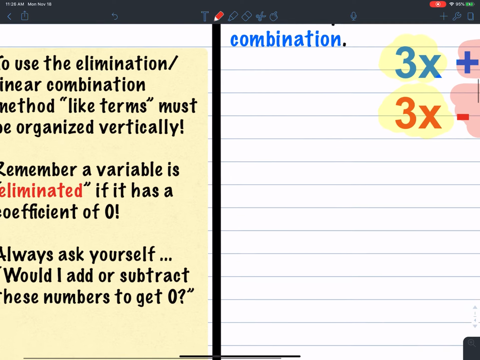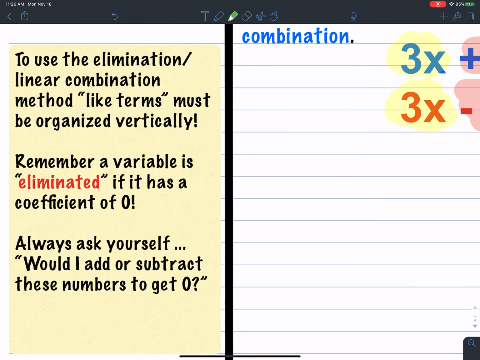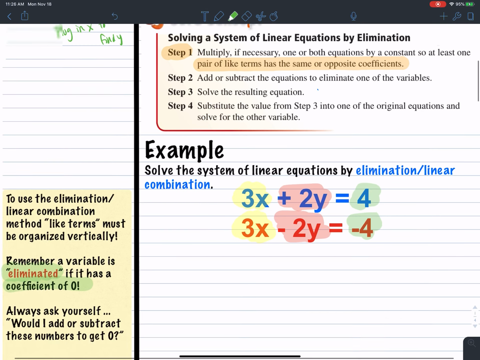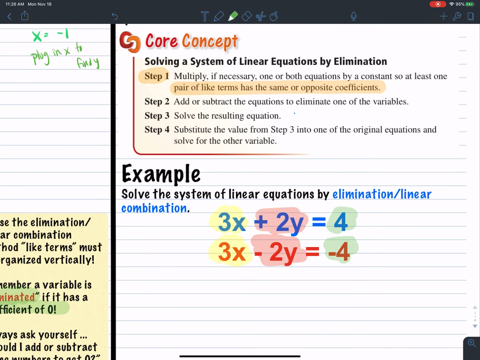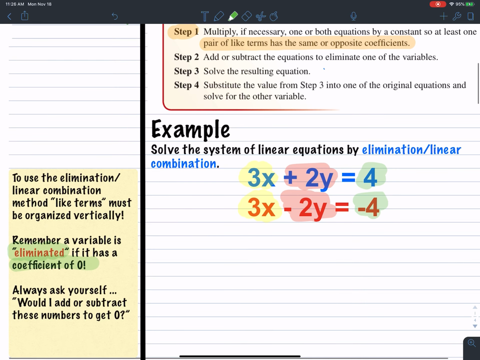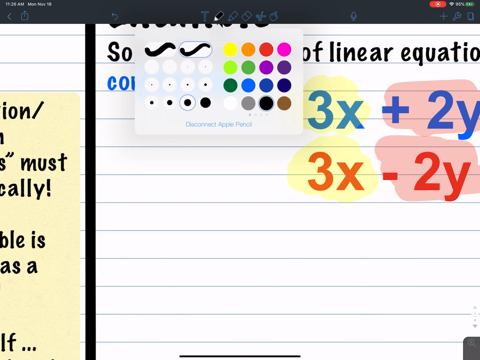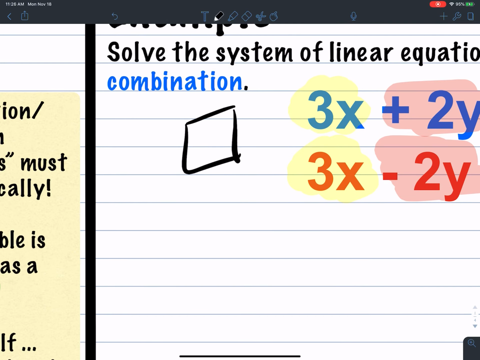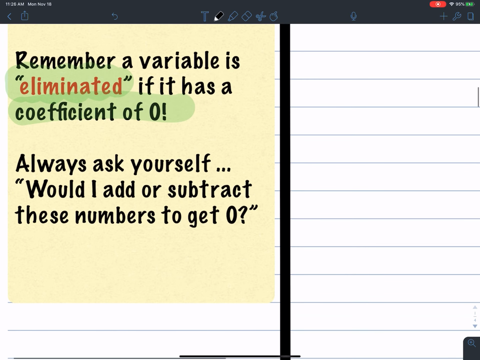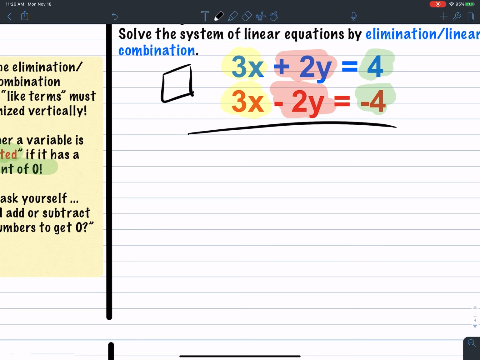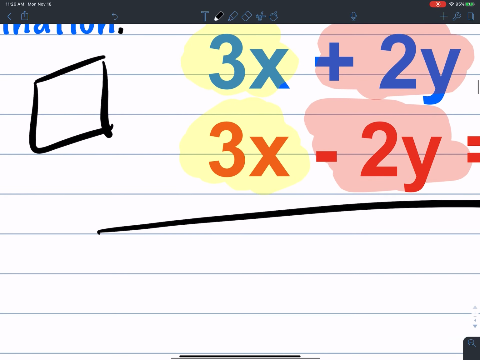What we're trying to do is eliminate one of them. And just as a reminder, something would be eliminated if it has a coefficient of 0. So what we want to look for is to see if any of them already have the same or the opposite coefficients. So let's just look at the x's. The x's have the same coefficient. They are both a 3. Now, once you identify coefficients that are the same or the opposites, you always want to ask yourself, what would I do to those? Would I add or subtract to get 0? So if I notice that x's have the same coefficient, 3x and 3x, what would I do with 3x and 3x to create 0 x's?